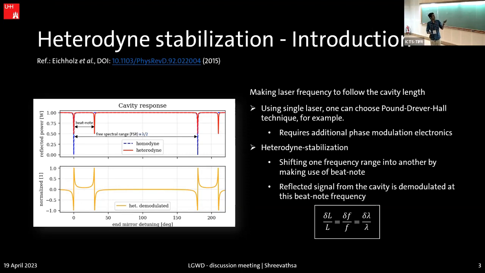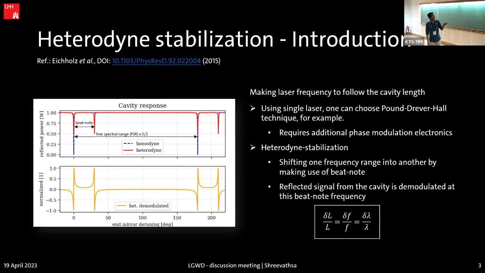The disadvantage of using a single laser is that one can make use of the Pound-Drever-Hall technique, for example, but it requires an additional acousto-optic modulator. Talking about LGWA, we are very much concerned about the power consumption and additional noise that gets added. So any additional optoelectronics that we make use of can be a source of potential noise and will limit us from going to the femtometer regime.